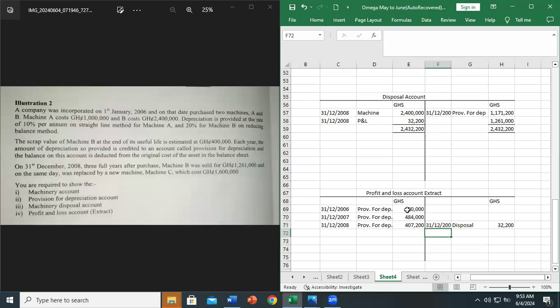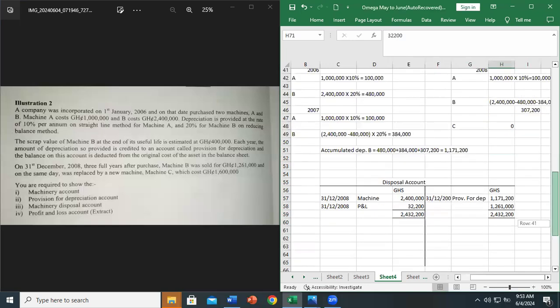Do them year by year. And when you finish the year, you have to underline the year because there's nothing there you are going to do again. That's all. That's your profit and loss extract.